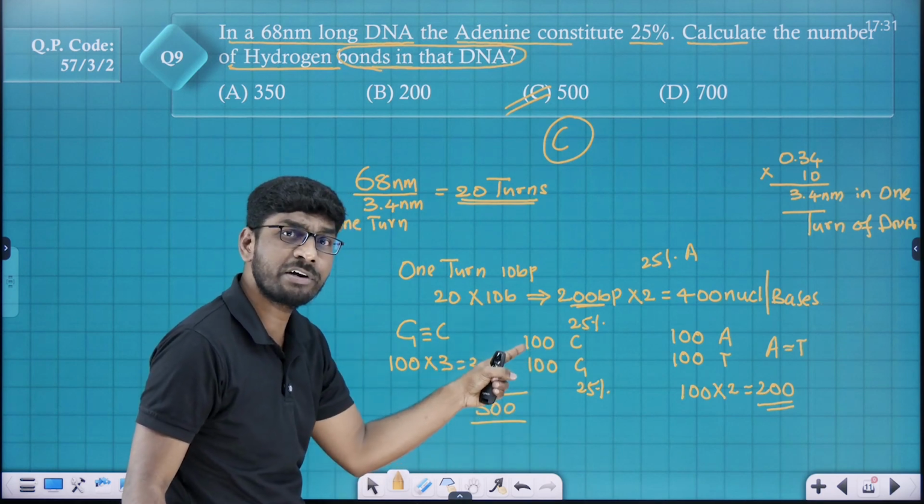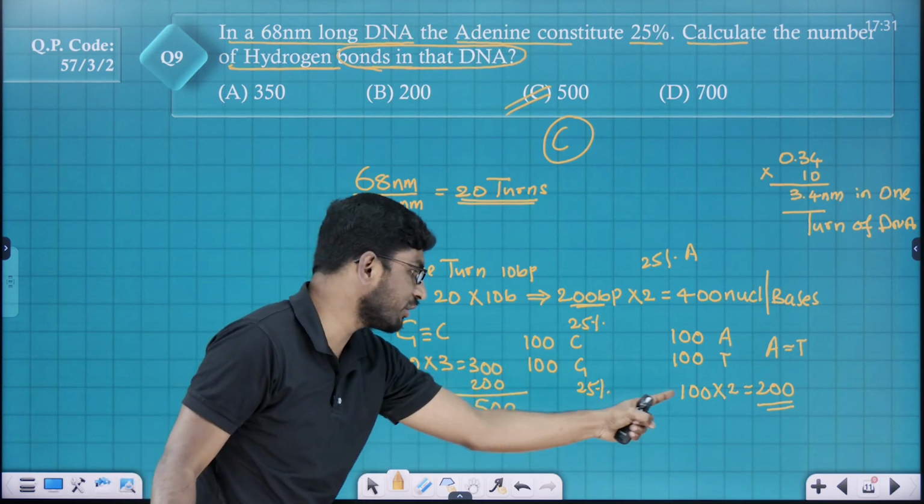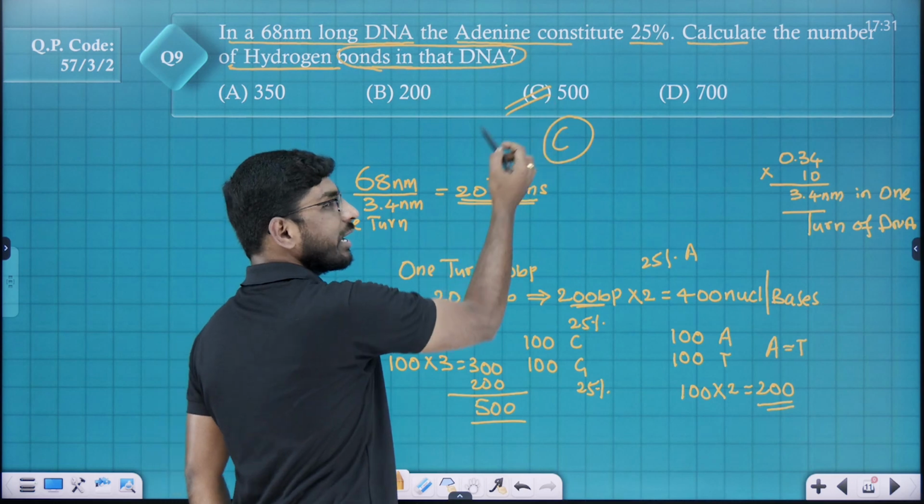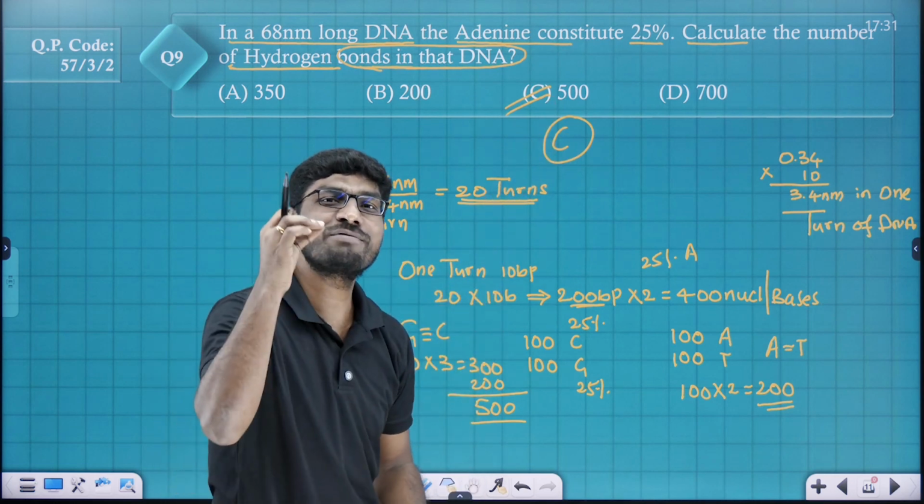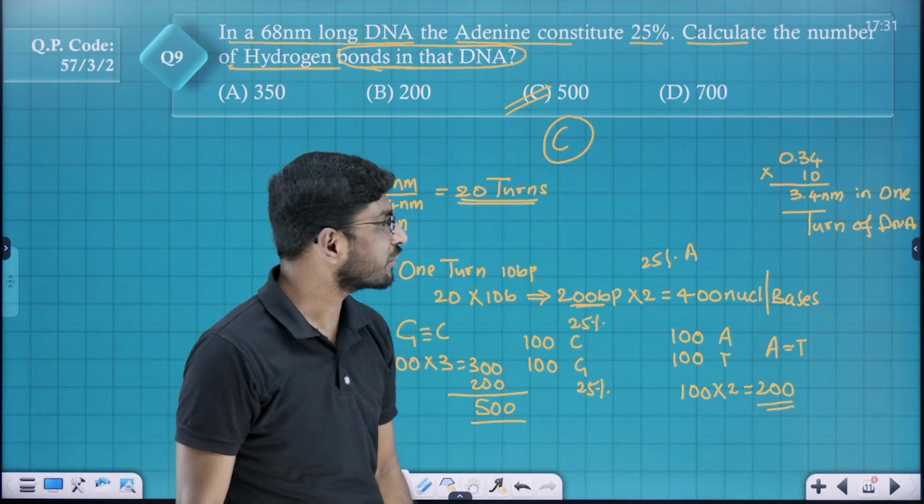G, how many? 25, that means 100. Between C and G, triple hydrogen bonds are there. So 300 plus this 200, so total 500. So the right answer is 500 hydrogen bonds. Am I clear? Shall we move on to the next question?